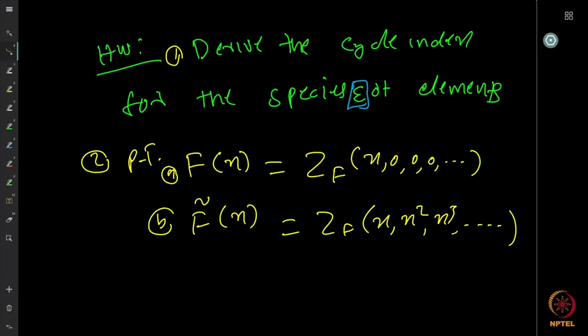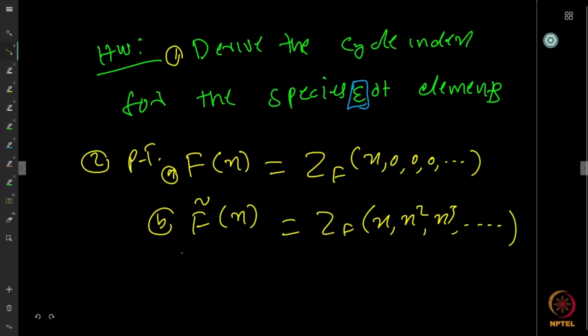Then f tilde of x also you can obtain from the cycle index. So the cycle index contains much more information than what is contained in the exponential generating function and the type generating function, because you can get both of these directly by simple substitutions. For example, f tilde of x is ZF of x, x squared, x cubed, etc. So you just replace xi with x raised to i in ZF, and you will get f tilde of x. So the type generating function can be computed.